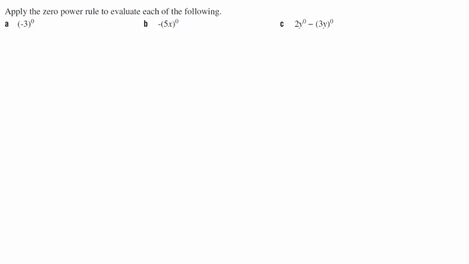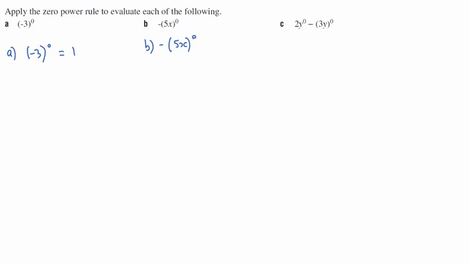In this example, we're going to be using the zero power rule. We're asked to apply the zero power rule to evaluate each of the following. In our first example, we have negative 3 to the power of 0. Now remember that any number raised to the power of 0 is 1, and so our answer to this question is 1.